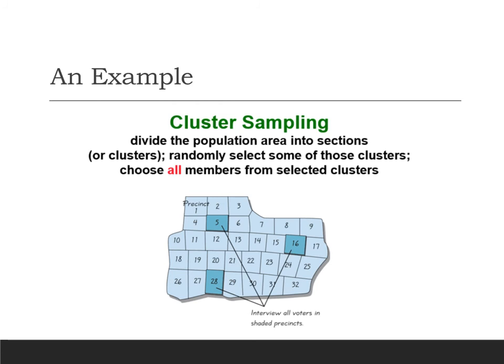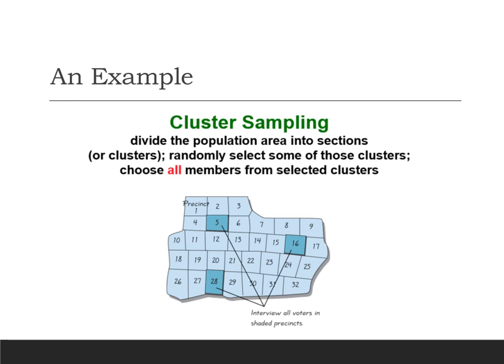It could be sections of class, but it's something that groups them together, not necessarily by characteristics of their person, but where they live or where they go to school or what classes they're taking. And then we say, okay, I'm going to choose precinct 5, 16, and 28, and then interview or poll every voter in those 3 precincts. So that's a cluster sampling.